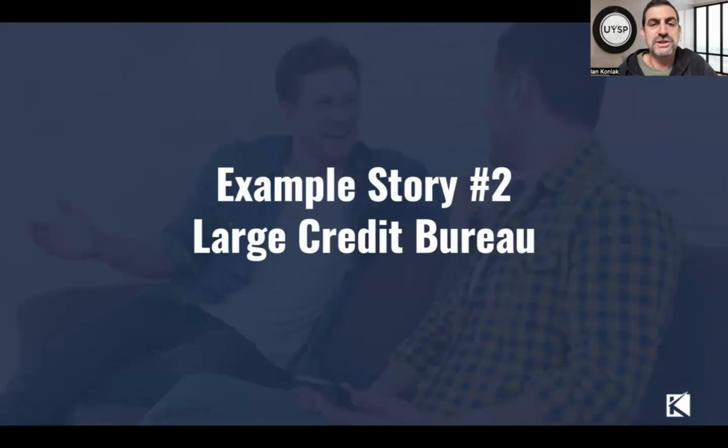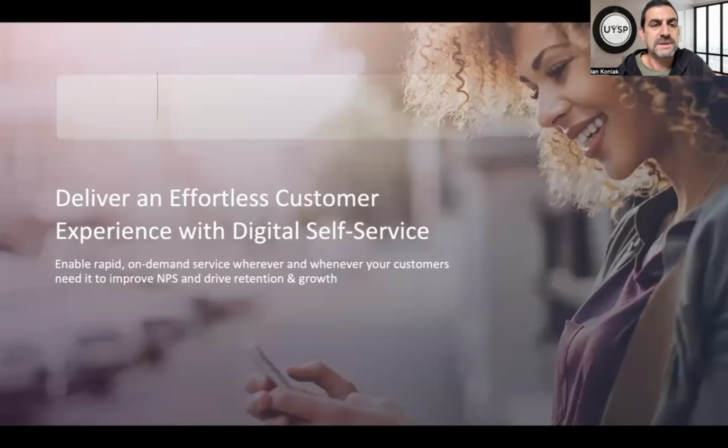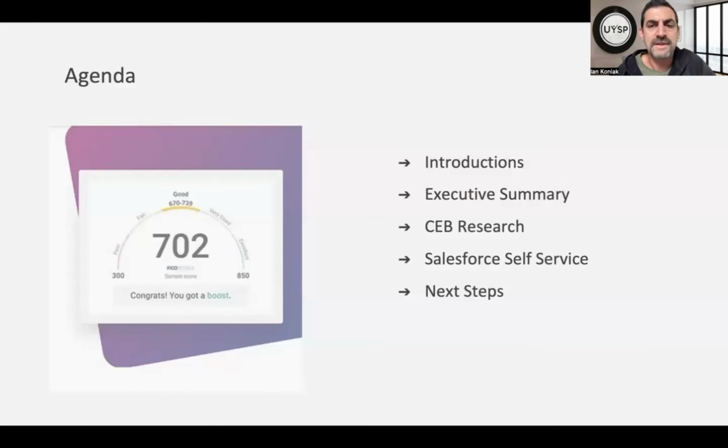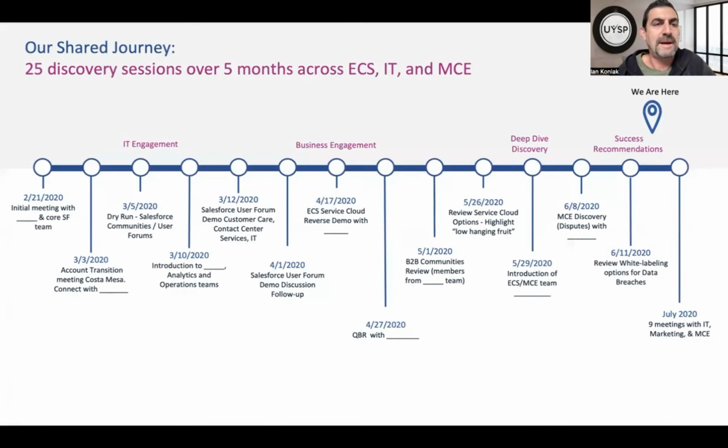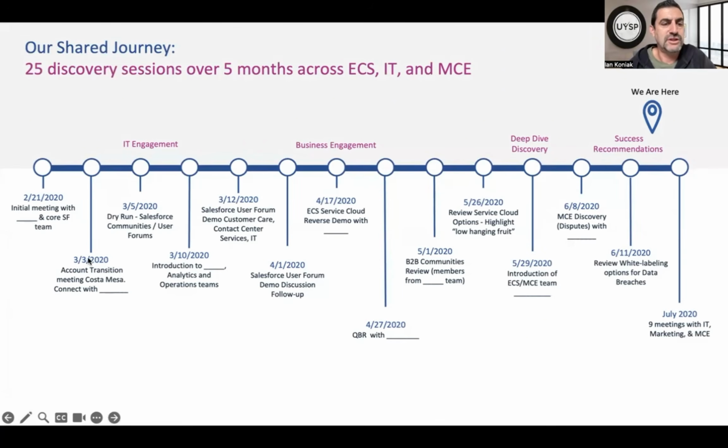This was a large deal I closed at Salesforce. It was a big credit bureau, and their goal was to deliver an effortless customer experience. And this is what it looked like. So I started with the shared journey, which is the original slide. This shows how much time we invested with them.